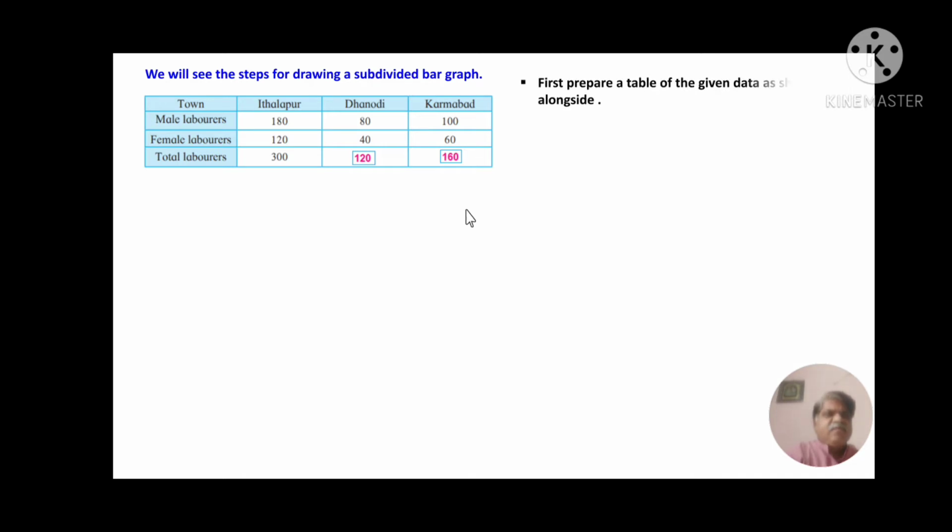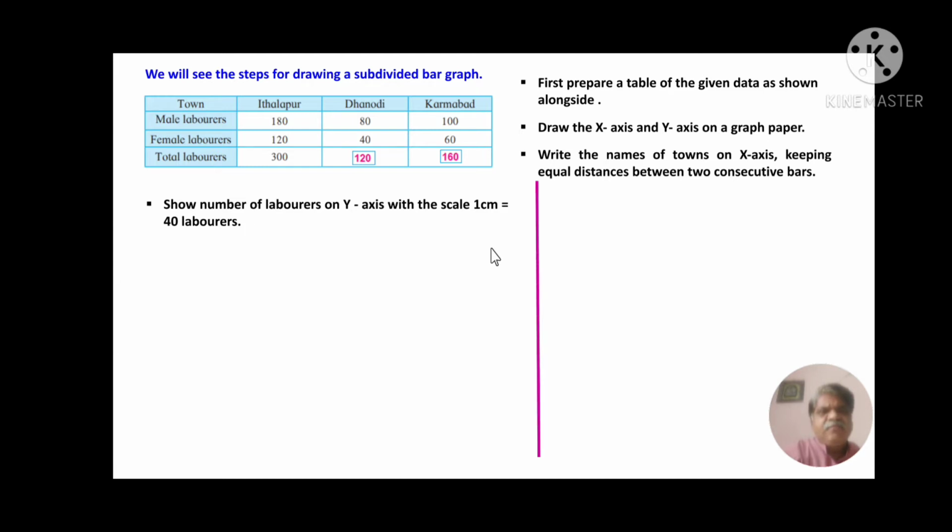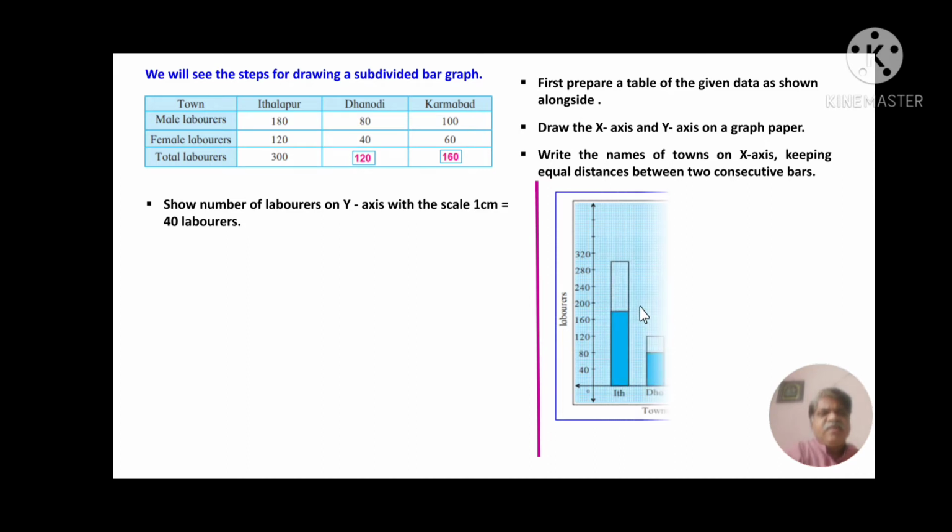First, prepare a table of the given data as shown here. Draw the x-axis and y-axis on a graph paper. Write the names of the towns on the x-axis, keeping equal distances between two consecutive bars. Show the number of laborers on the y-axis with the scale 1 centimeter equal to 40 laborers. You can see a bar graph that looks like this in this figure.